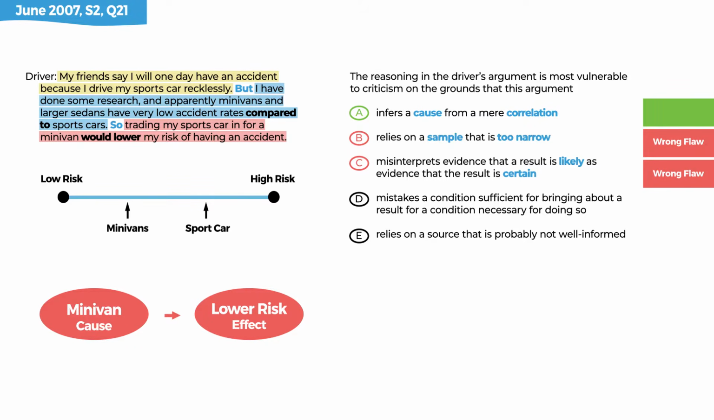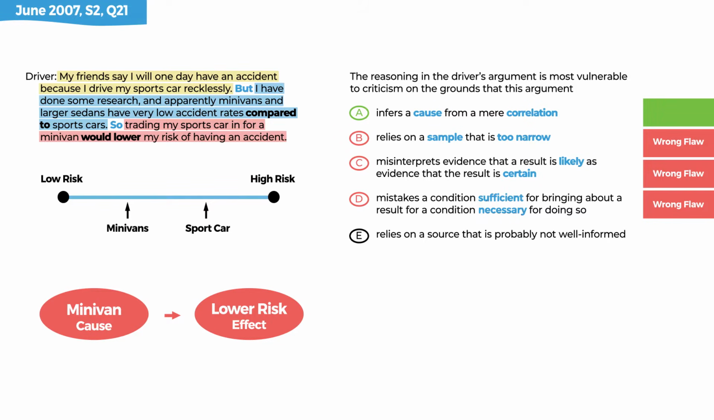Answer choice D says mistakes a condition sufficient for bringing about a result for a condition necessary for doing so. The key terms here being sufficient and necessary, telling us that the flaw being described in answer choice D is mistaking a sufficient for a necessary condition. That's reversing the logic of a conditional relationship, but this argument doesn't contain conditional relationships. So again, this is a flaw, but just not a flaw that's happening in the argument.